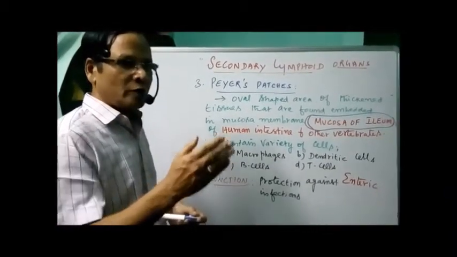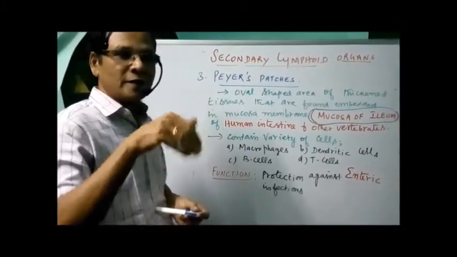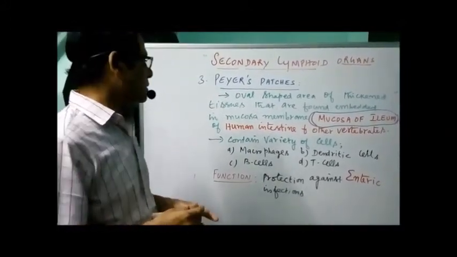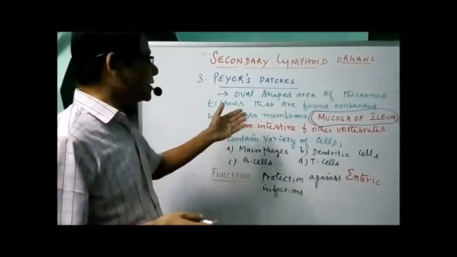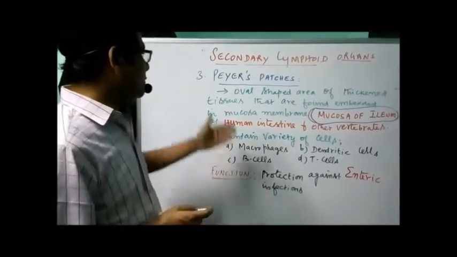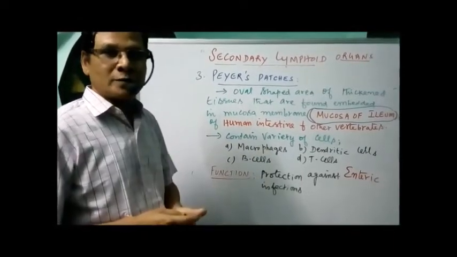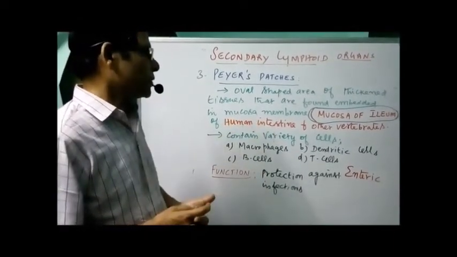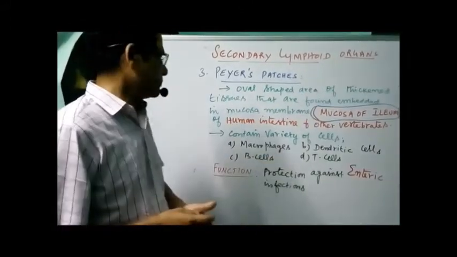You know that we have the layers: mucosa, submucosa, the muscular layer, etc., in the case of the lymphatic canal, or for example the respiratory system or digestive system. Here it is found in the digestive system, in the mucous membrane, the innermost layer. So it is found embedded in the mucous membrane of the human intestine and also in other vertebrates, providing immunity. Normally it is found mostly in the mucosa of the ileum.